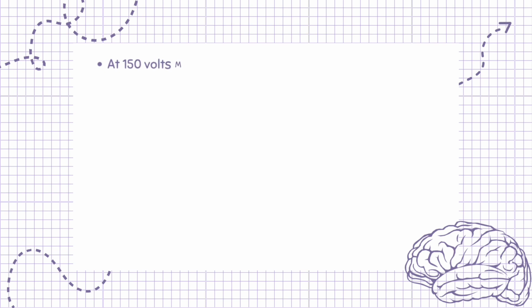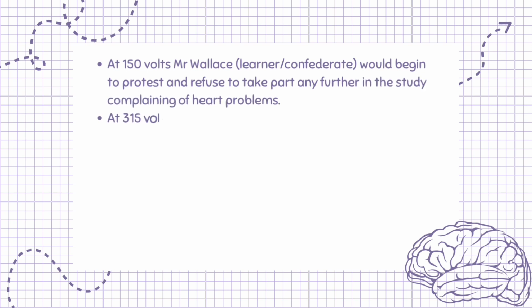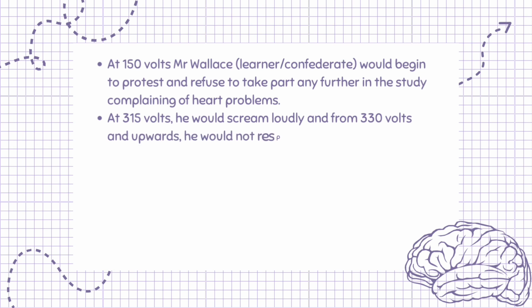At 150 volts, Mr. Wallace, the learner Confederate, would begin to protest and refuse to take part any further in the study, complaining of heart problems. At 315 volts, he would scream loudly, and from 330 volts and upwards, he would not respond at all.